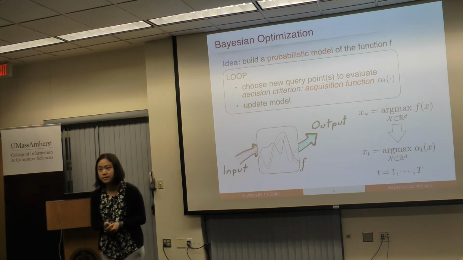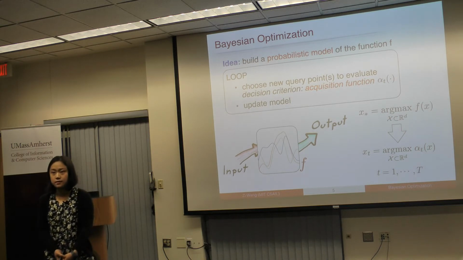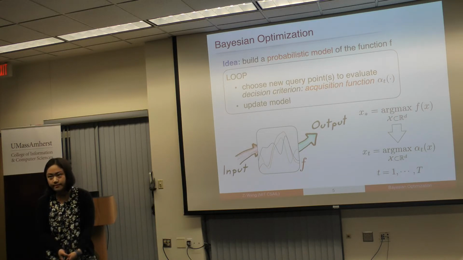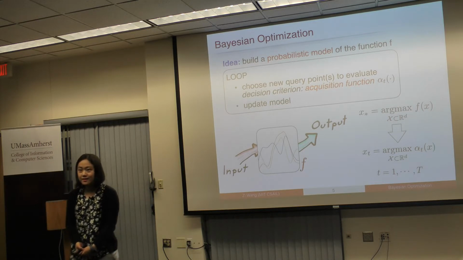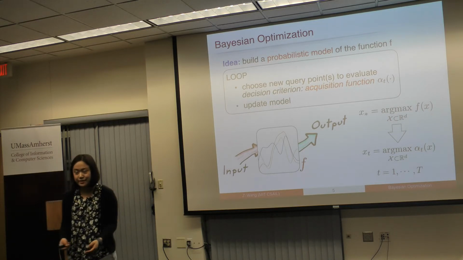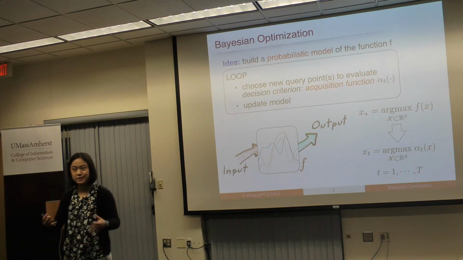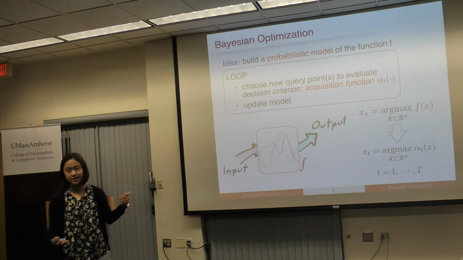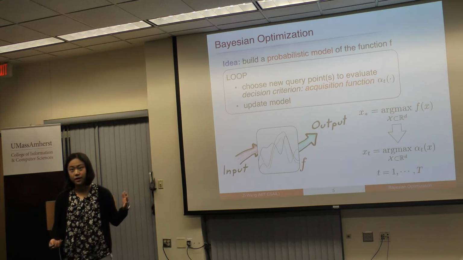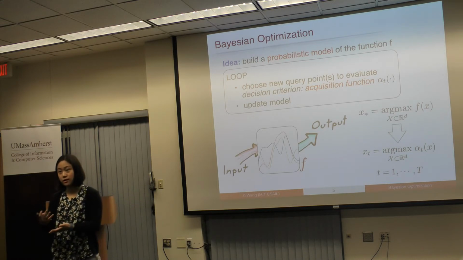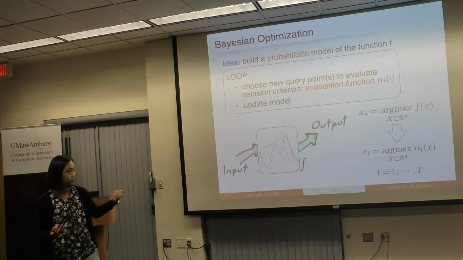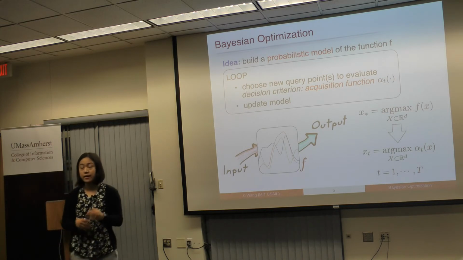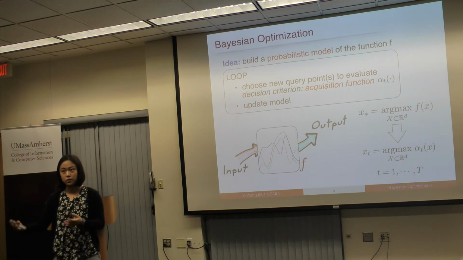Yeah? Yeah, very good question. Deciding what acquisition function to use is really the key question in Bayesian optimization. In some cases, it's actually the upper bound on the function, which I'll show an example of later. And in some other cases, it could be heuristics, like information gain.